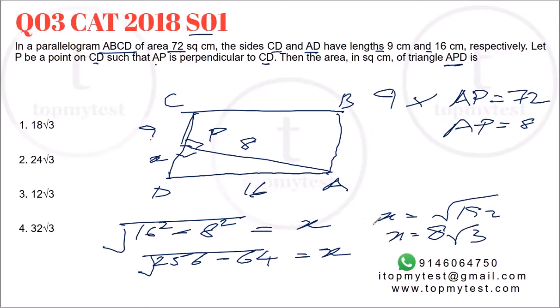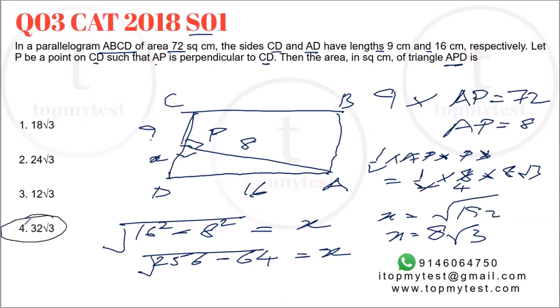Now that is not the question. The question is, what is the area of triangle APD? Area of triangle APD will be half of AP into PD, base into height, right? So it will be half of 8 into 8 root 3. 4 into 8 root 3 is 32 root 3. Option 4, job done.